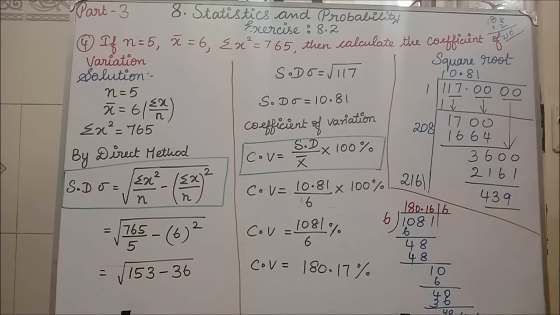If you divide 1081 by 6, how much are you getting? 180.1666666, it's going on. So I am rounding off. I have written 180.17%. Clear all of you, the fourth question?